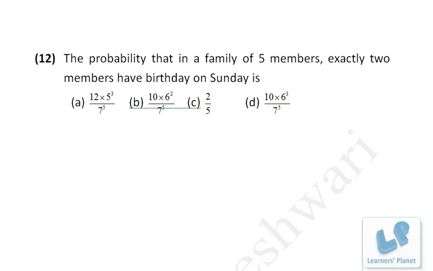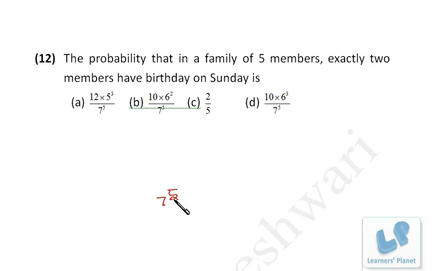Now friends, let's see this problem. The probability that in a family of 5 members, exactly 2 members have birthday on Sunday. Now first of all, we have to find out the total number of possibilities, right? For every member, we have 7 options, that is Sunday, Monday, Tuesday, Wednesday, Thursday, Friday, and Saturday. So in all, for the first member we have 7 choices, for the second member we have 7 choices. So in all the total cases will be 7 raised to 5.